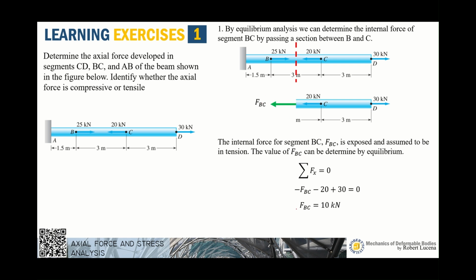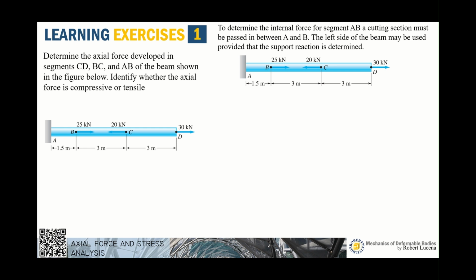So we have FBC equals 10 kilonewton, and that is in tension, or it is a tensile force. Now for the case of solving the internal reaction of AB, again we do the same process. We cut segment AB, and this time I'll be using the left segment, but I have to replace this support with the corresponding support reaction.